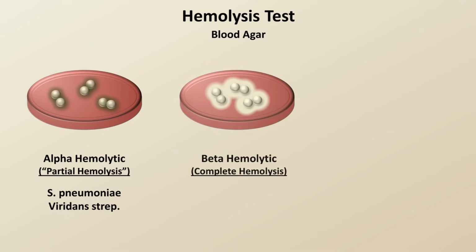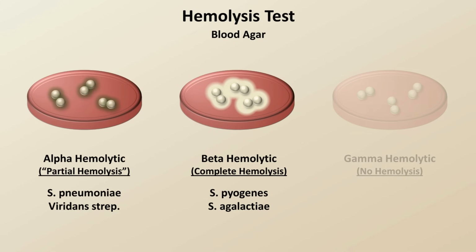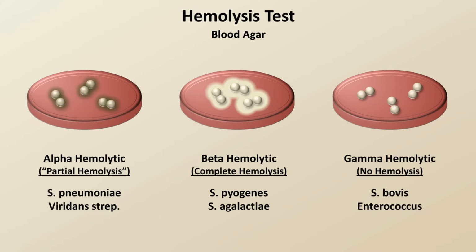Beta hemolytic strep causes complete hemolysis, which results in a clearing of blood surrounding bacterial colonies. This is seen in Strep pyogenes and Strep agalactiae. Finally, gamma hemolytic strep induces no hemolysis at all. This is seen with Strep bovis and with the genus Enterococcus, which had been considered to be a type of Streptococcus until the 1980s.